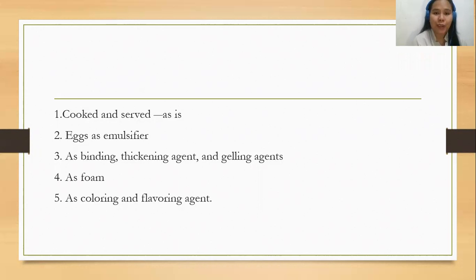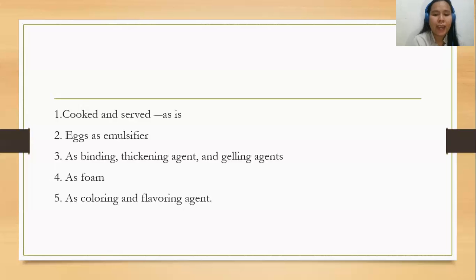Next is emulsifier. How can an egg act as an emulsifier? It is because of the lecithin and lysolecithin properties of egg yolk, which acts as an emulsifying agent. Next is binding, thickening, and gelling agent. It is because of eggs' protein content that is easily denatured by heat. As a gelling agent, addition of sugar raises coagulation temperature, resulting in a softer or weaker gel.